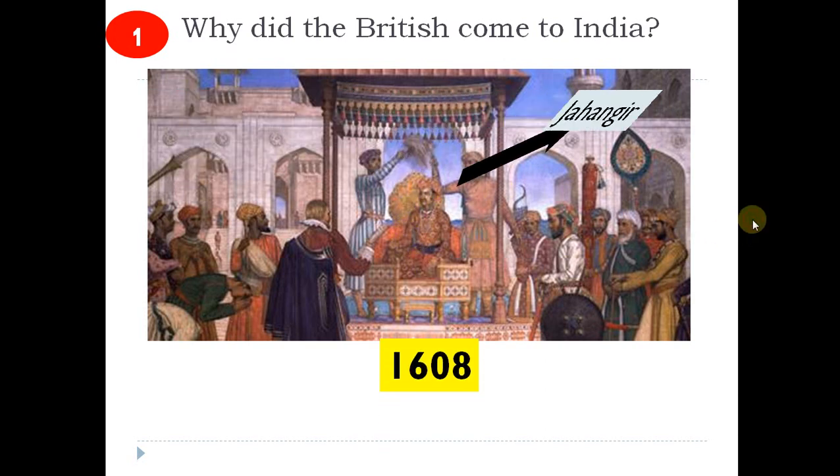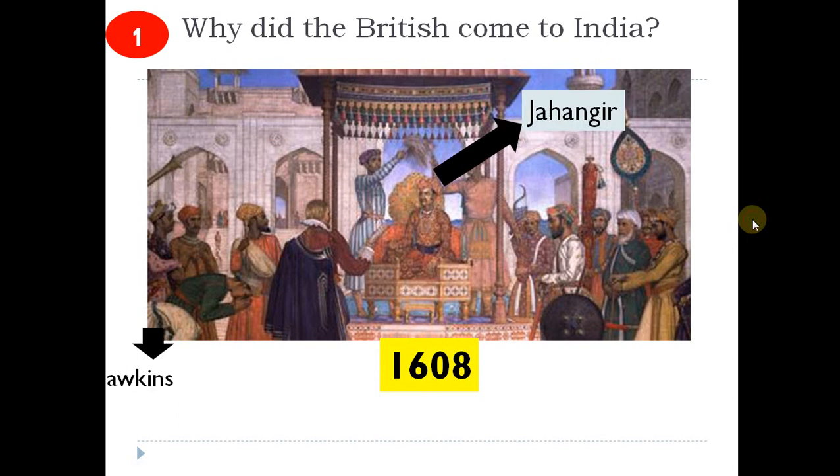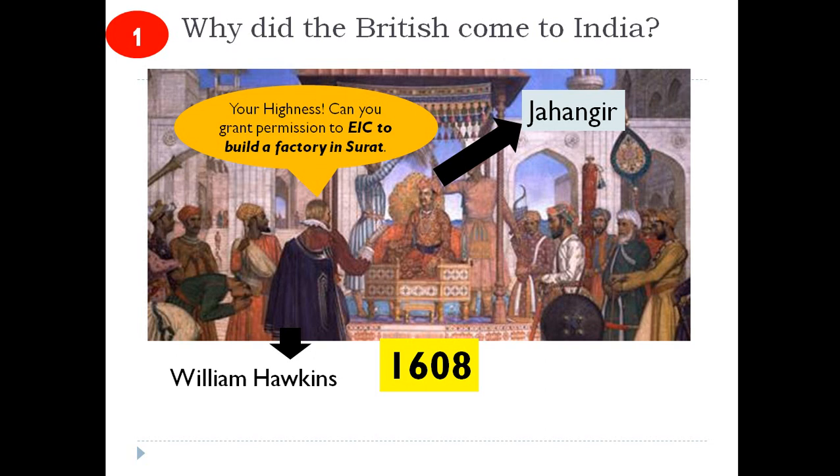Jahangir has been visited by William Hawkins in his court. William Hawkins is a representative from the English East India Company. He just has one request. Your Highness, can you grant permission to EIC to build a factory in Surat?